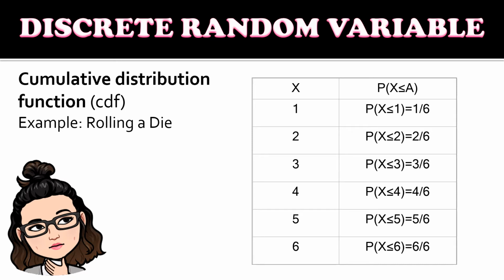It's the same for the others. The probability of getting a 4 or less than 4 is equal to 4/6. The probability of getting less than or equal to 5 is equal to 5/6. The probability of getting less than or equal to 6 is 1, or 6/6.